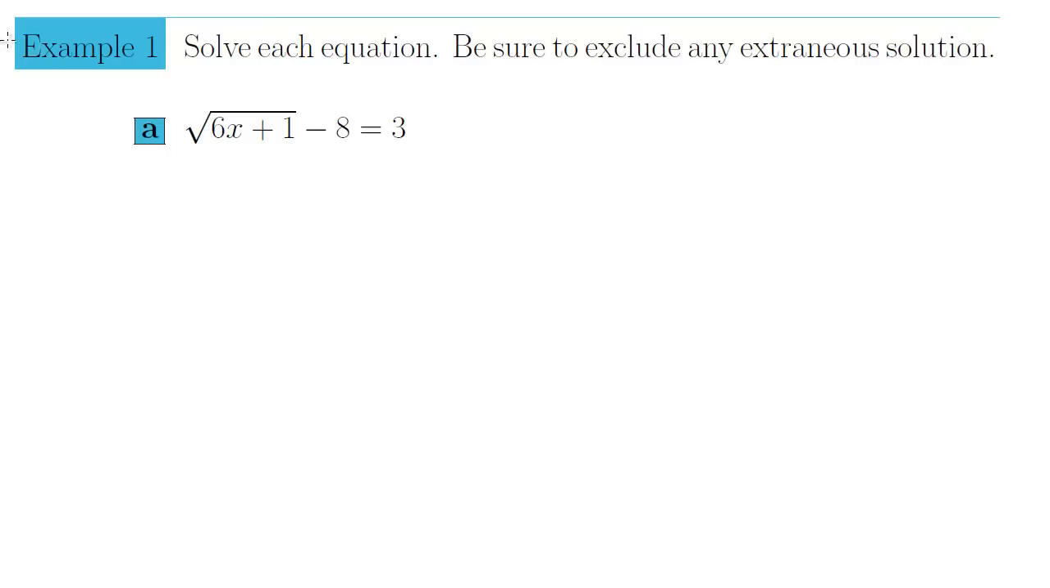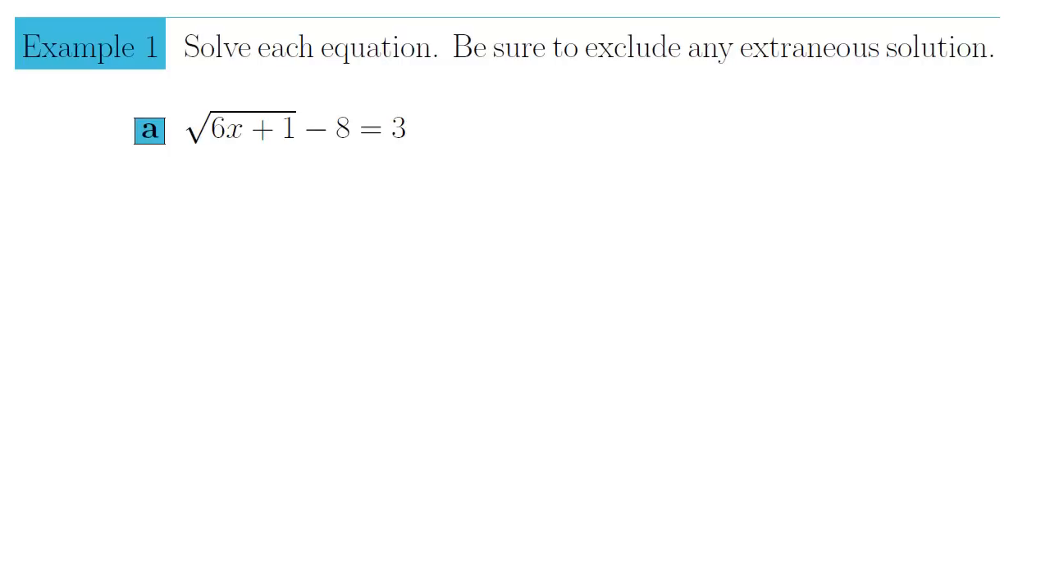Alright, so here we are on example 1. The instructions say solve each equation. Be sure to exclude any extraneous solutions. We're given the equation square root of 6x plus 1 minus 8 equals 3. So we go through our steps to solve radical equations.